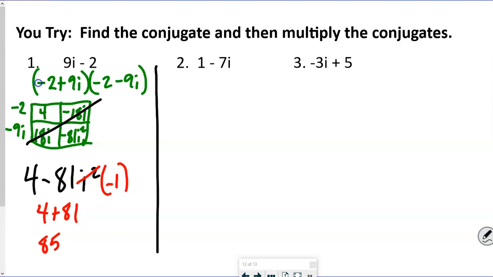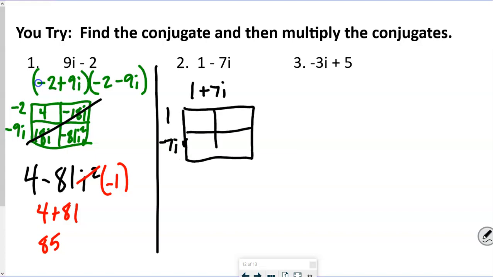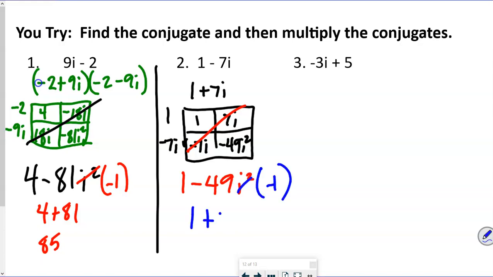Okay, again, you can pause me, come back to me when you're done. So this one is 1 minus 7i, and so my conjugate is 1 plus 7i. So I'm going to do my 1 minus 7i here. Again, do my box. 1 times 1 is 1. This is 7i, this is minus 7i, this is minus 49i squared. Again, notice here, these cancel out, so this is going to be 1 minus 49i squared. That changes to a negative 1, so this is going to be 1 plus 49, which is, yes, 50.